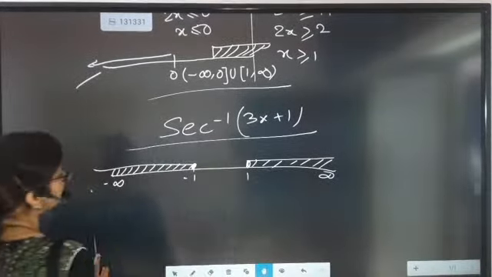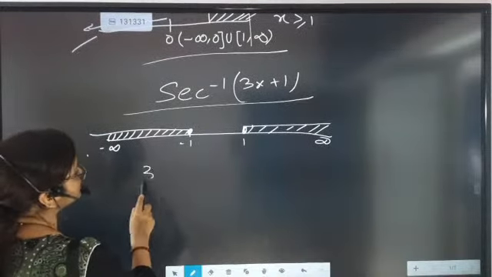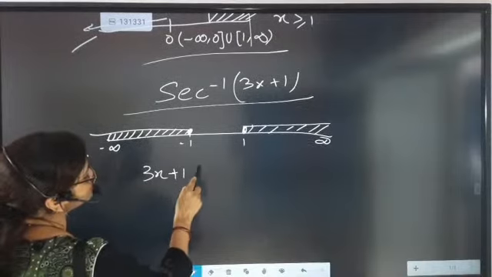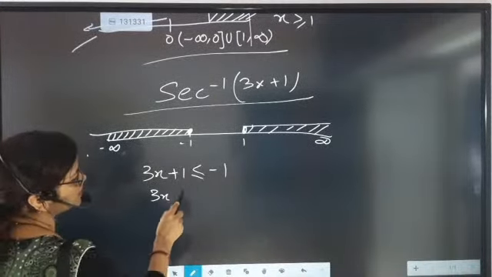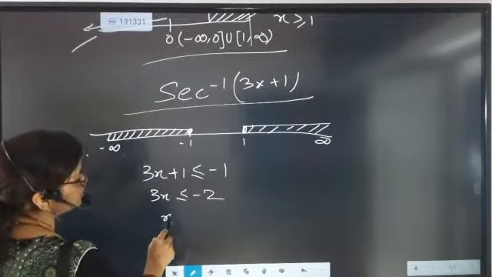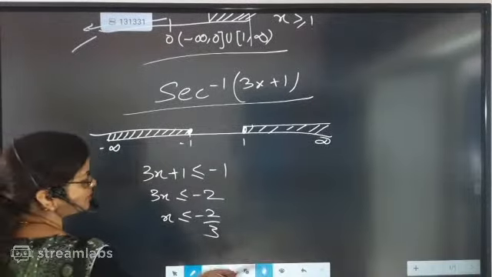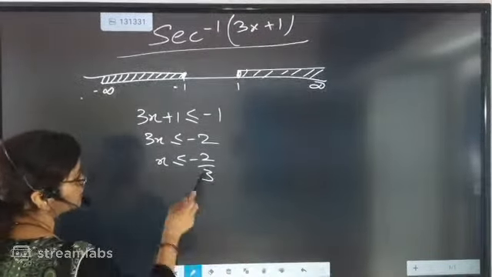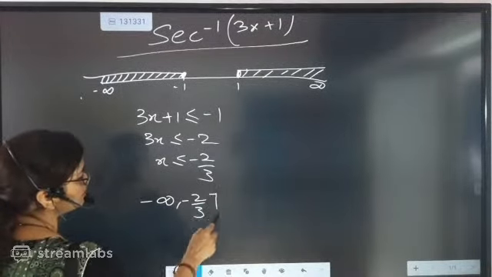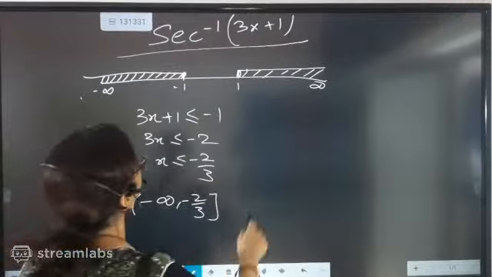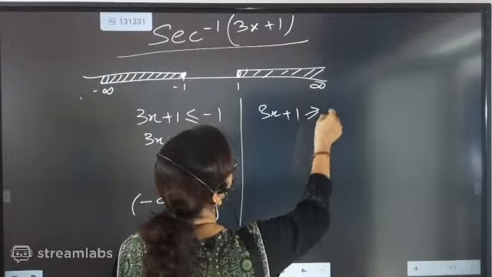Now look here. What we are going to do is take 3x plus 1 should be less than -1. So definitely if we shift this one to that side, it will become -2. So x will be less than -2 by 3. 100% x is less than -2 by 3. That means Harish, your first part is correct, that is -infinity to -2 by 3 closed interval. Correct only.